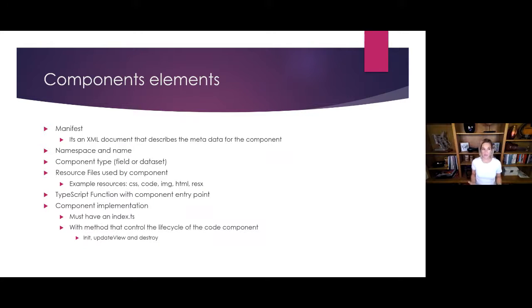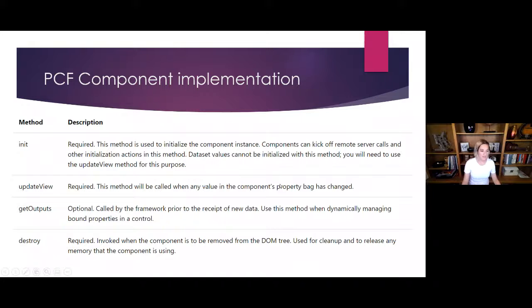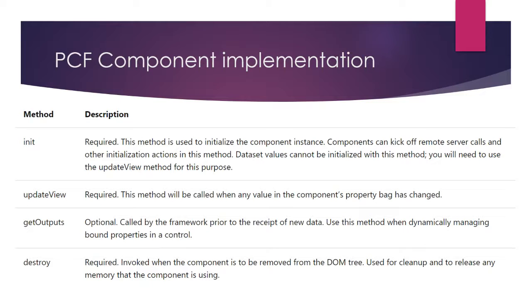So the PowerApps code component has a life cycle, and so there are some different methods that are actually required in order to make that work. So we have the init, and that's our initialization, something very familiar to the devs out there, right? We've got to initialize our component. We have our update view, and our get outputs, and then our destroy. So these are the different methods that we need in order to build out our component, but it's all created for us through the CLI, which is pretty cool.